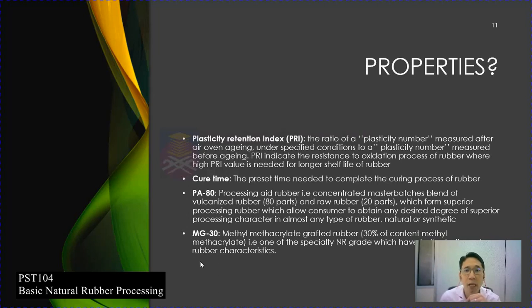Cure time is the preset time needed to complete the curing process of rubber. PA, the processing rubber, is a concentrated master batch blend of vulcanized rubber, 80 parts, and raw rubber, 20 parts, which allows consumers to obtain any desired degree of superior processing character in almost any type of rubber, natural or synthetic. And then we have MG30, methyl methacrylate grafted rubber with 30% methyl methacrylate content, one of the specialty NR rubbers, which has both plastic and rubber characteristics.